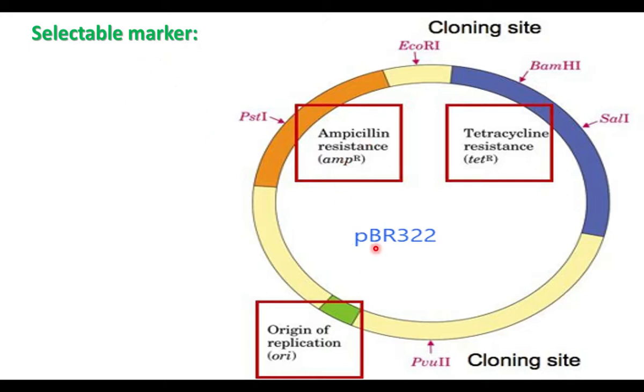This is the pBR322 plasmid. It has two selectable markers. One is the ampicillin resistance gene. This is the ampicillin resistance gene. When the gene is inserted, the bacterial cell can resist the ampicillin antibiotic, and this is the tetracycline resistance gene. These two markers are useful to identify the presence of recombinant DNA inside the host cell.